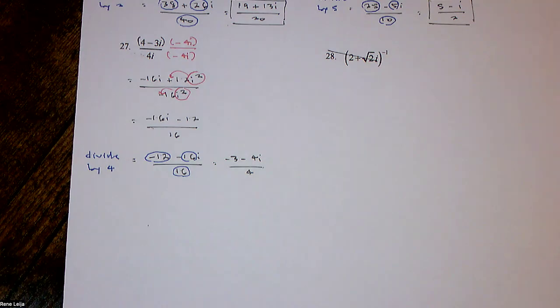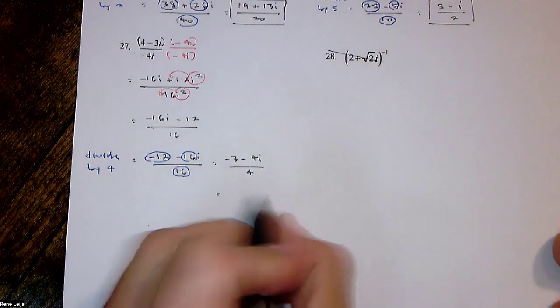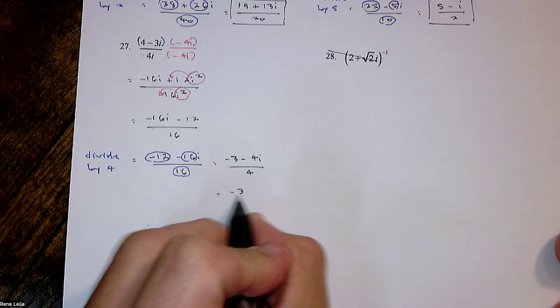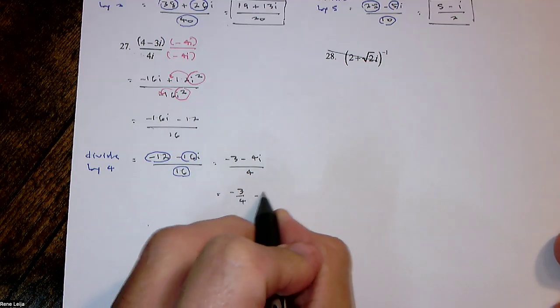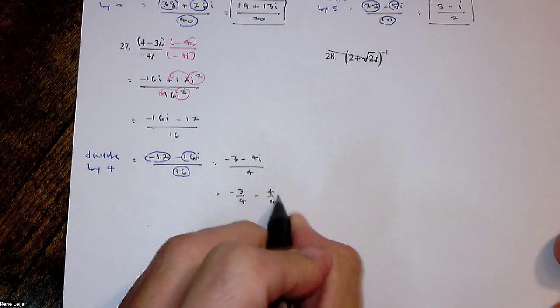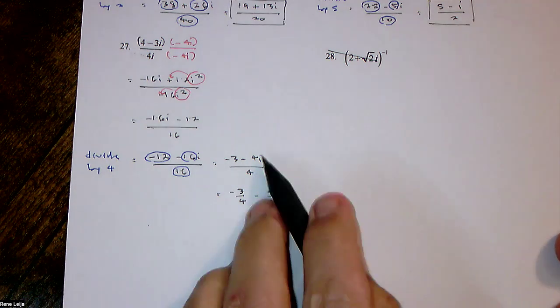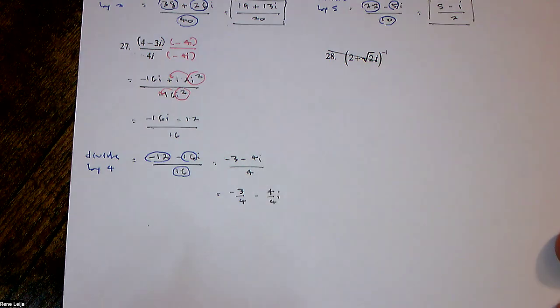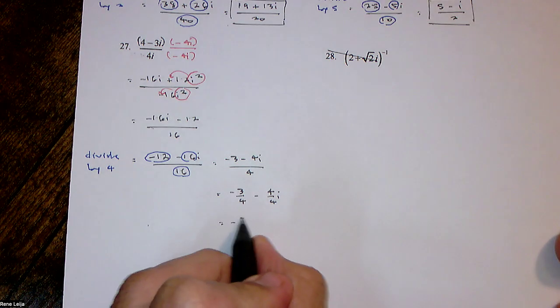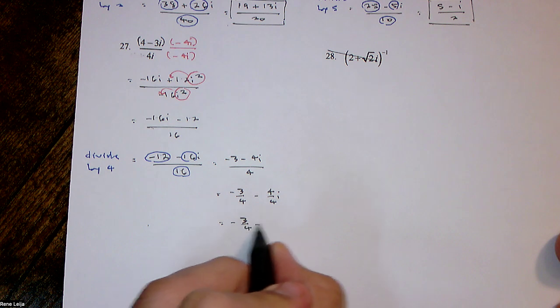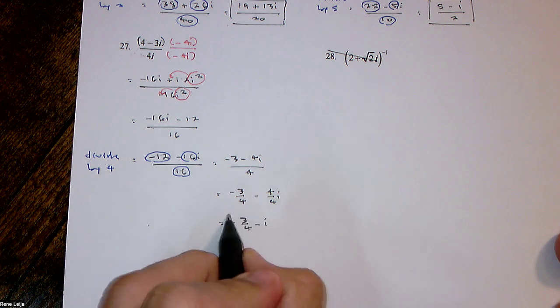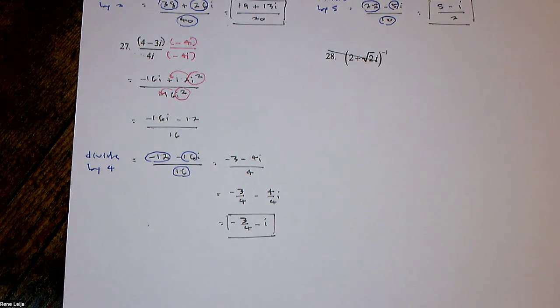Now, we did reduce this, however I haven't reduced it completely. So what I'm going to have to do is split this up. This is going to be minus 3 over 4 minus 4 over 4 times i, because I can still reduce the 4s. So this is negative 3/4 minus i. So be careful when you're cleaning up your answer. All right, that's it for section 3.3.